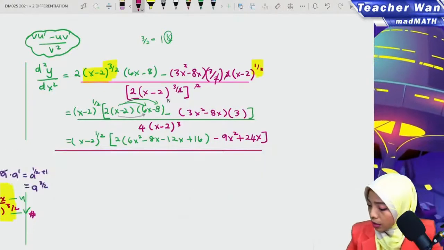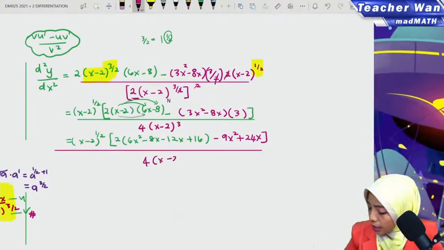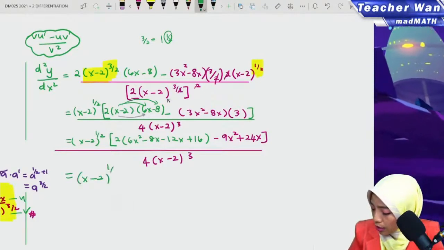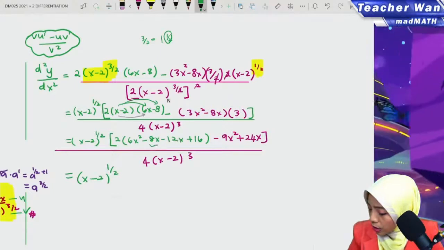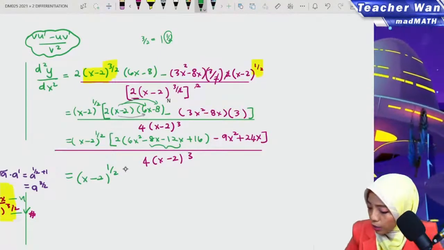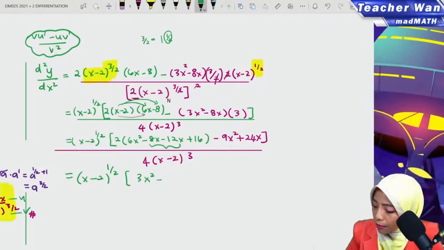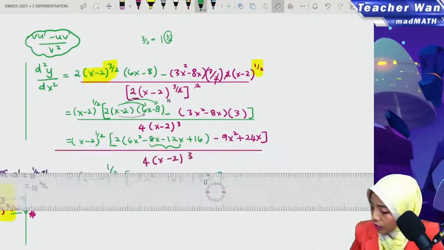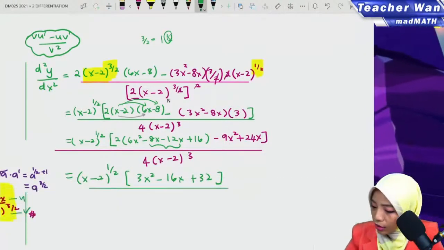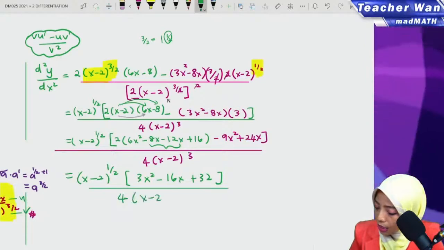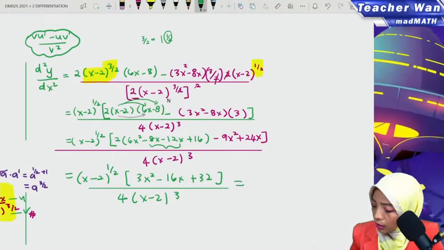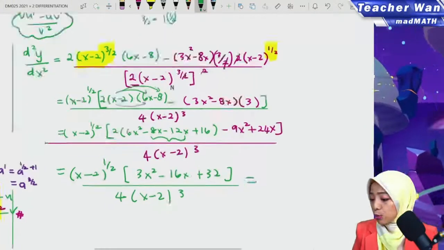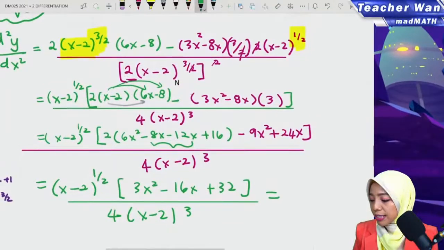Finally. Okay. So now 4x minus 2 cube. Okay. So x minus 2 square. 1 over 2. And then this one. Okay. You buat lah. I dah buat. I dapat 3x square minus 16x plus 32. Over with, you try, you give an attempt, you try, you get 4x minus 2 cube. Okay. Okay, boleh? Okay, cuba nanti sampai dapat macam ni.